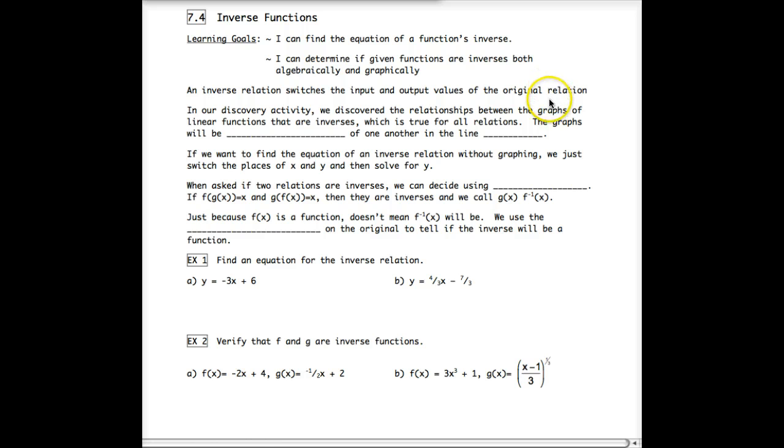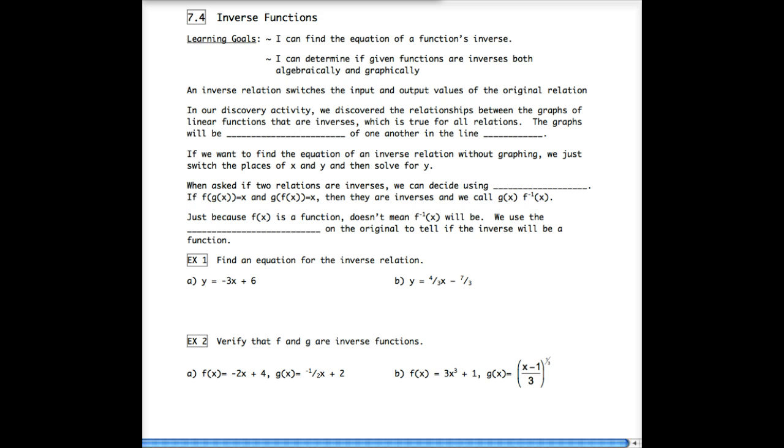We want to be able to do that two different ways. We want to look at their equations and say whether they're inverses, so that would be algebraically. And then we also want to look at their graphs and decide if they are inverses. So what an inverse relation does, and this is what we did at the beginning of your activity, is it switches the input and the output values. What was an x in the original is the y in the inverse, and vice versa.